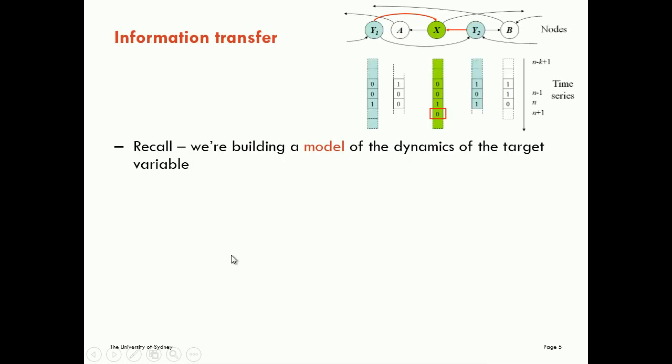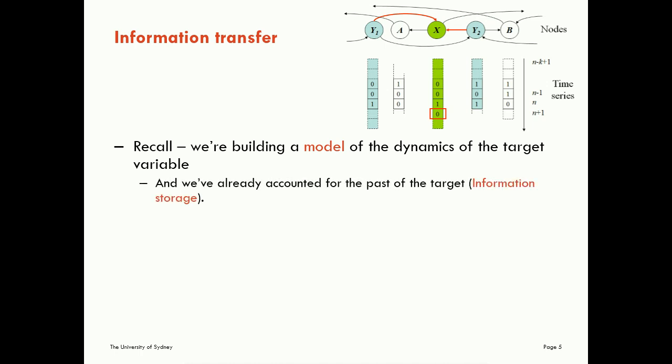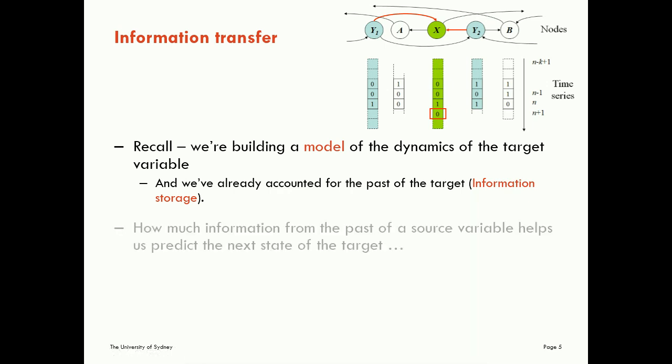So moving on to information transfer then, building upon what we've already seen, I want you to remember what we're doing is constructing a model of the dynamics of the target variable. A model, that's a real key word for us here. We've already accounted for the past of the target in this model, in our measure of information storage. So we're building on that as our first step.